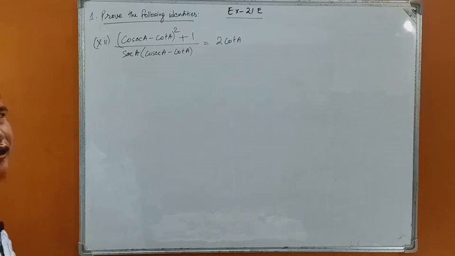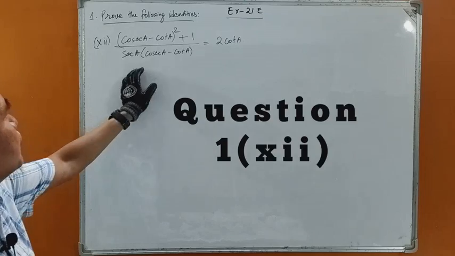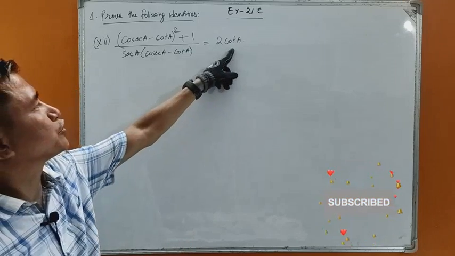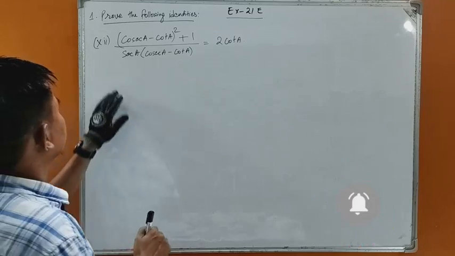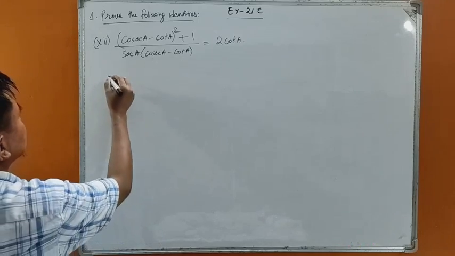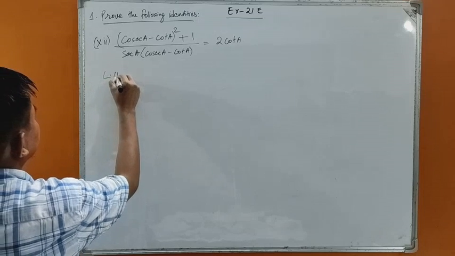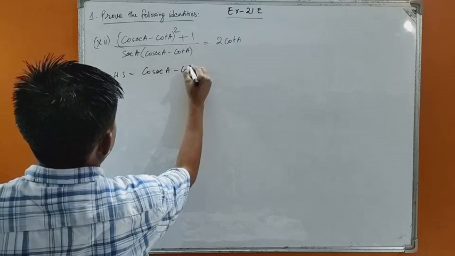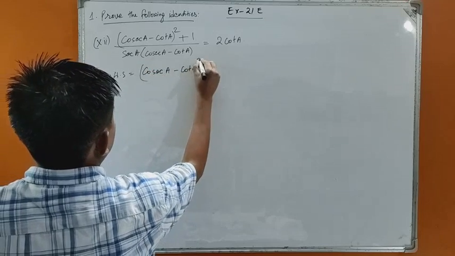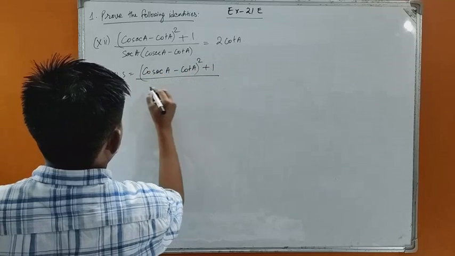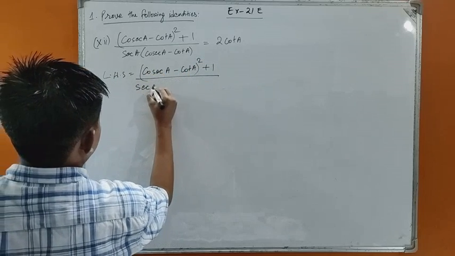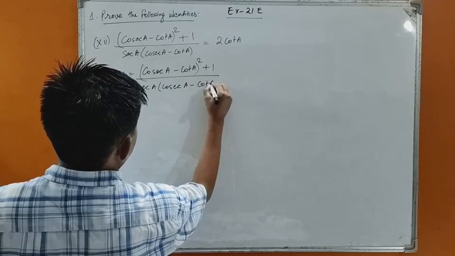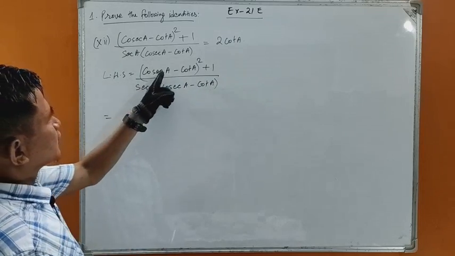Now let us do question number 12 of 1. This question is very similar to question number 11. Okay, so we are asked to prove this equals 2 cot A, isn't it? So let's copy the left hand side of question number 12. LHS equals (cosec A minus cot A) whole square plus 1, whole upon sec A into (cosec A minus cot A), isn't it? So let's copy this as it is.